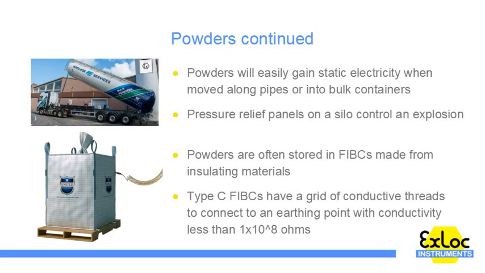Type D FIBCs are designed to remove charge by controlled low-energy discharges known as corona discharges from the surface of the bag. When using Type D bags, it is essential that all nearby conductive objects such as drums on a pallet are earthed to prevent the corona discharges from the FIBC causing charging by induction. Type D FIBCs should not be used where 2C gases may be present.